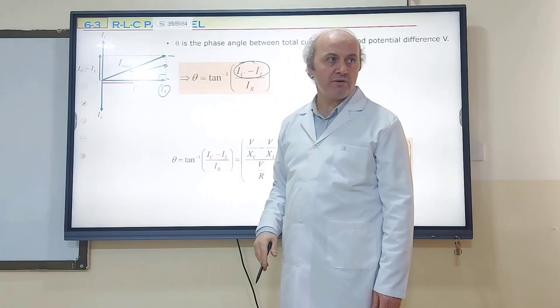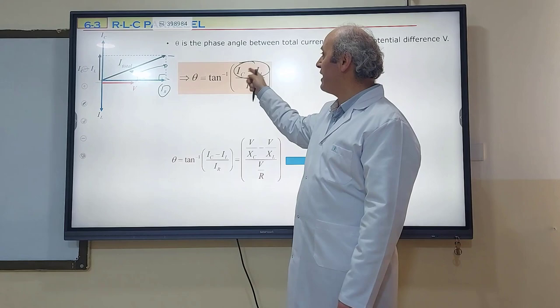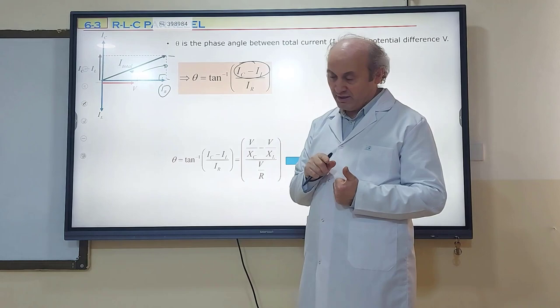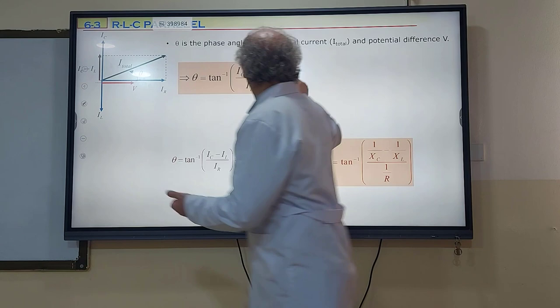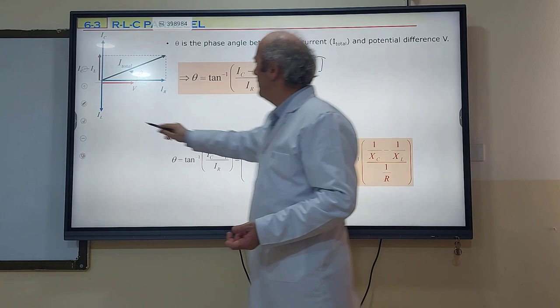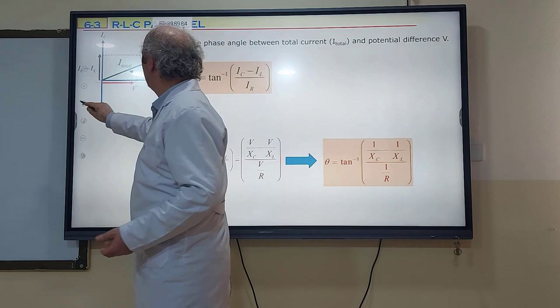But here you should be careful. Don't write IL minus IC, because the angle can be negative or positive depending on that. That's why this is always IC minus IL, not IL minus IC. So, if IC is less than IL, what can you say about the phase angle difference? If IC is less than IL, theta is negative.